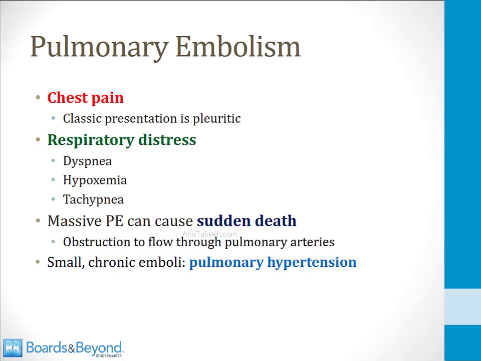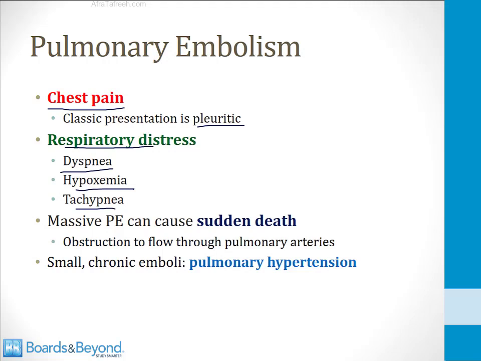The main clinical features of pulmonary embolism are chest pain and respiratory distress. The chest pain of pulmonary embolism is classically pleuritic, meaning it is worse with a deep breath, although in actual practice, the chest pain presentation in PE can be highly variable. In addition, many patients have respiratory distress, including complaints like dyspnea. They may also have hypoxemia and tachypnea. Once again, though, there's a great variation in actual practice.